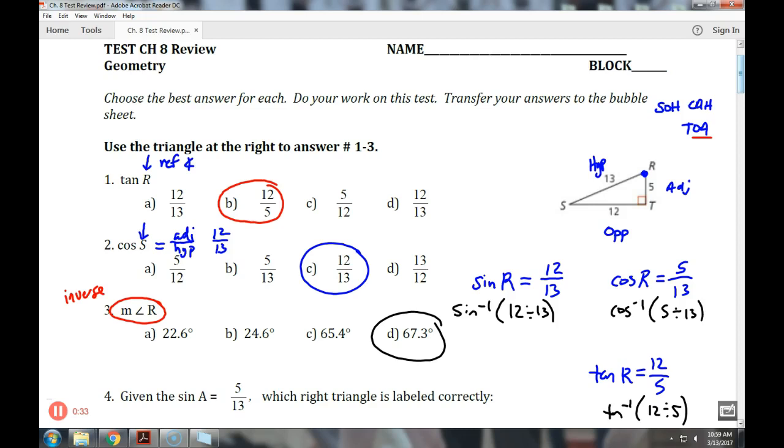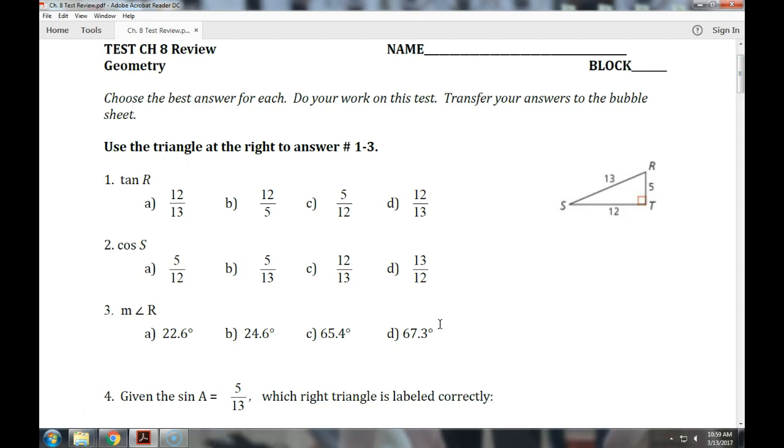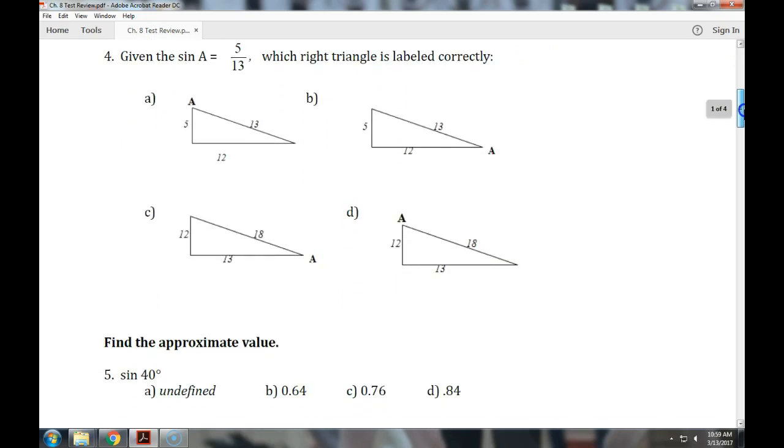Alright, for number 4, given the sine of A is... so this must be a different problem. Let me scroll down and see what we got going on for 4. Given the sine of A is 5 over 13, which triangle is labeled correctly? Well, sine, remember, is opposite over hypotenuse. So basically it's saying when you stand on A, which one has an opposite of 5 and a hypotenuse of 13? Well, first of all, that has a hypotenuse of 13.